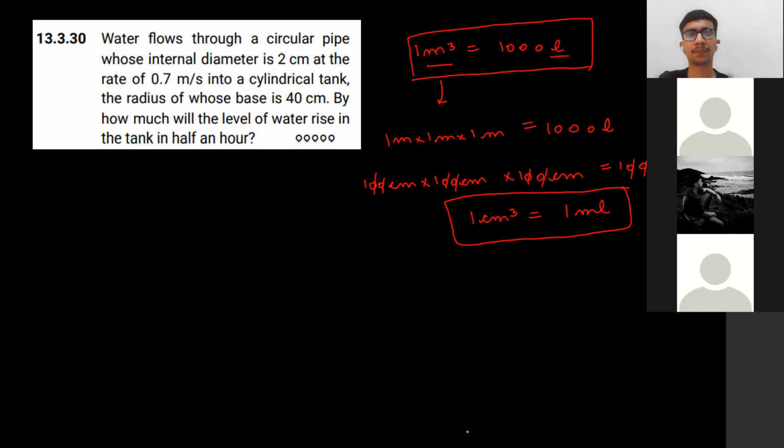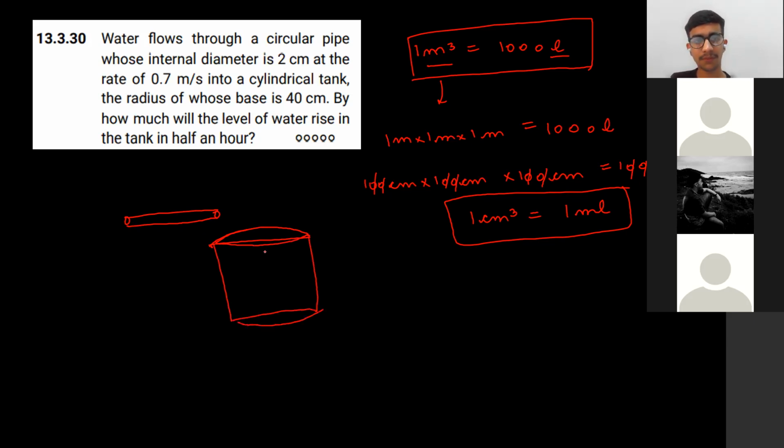Then why have they given like the internal diameter is 2 centimeter? See, the situation is like this. You have a small pipe. Now through this water is flowing and you have a cylindrical tank, okay? So the tank is like this. Assume this is circular. Okay, and water is going from this pipe to this. That's the situation. So the rate for this particular pipe is 0.7 meter per second, and the internal diameter is also for this, it's 2 centimeter. So radius will of course be 1 centimeter.